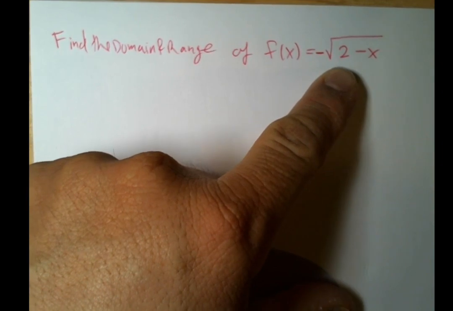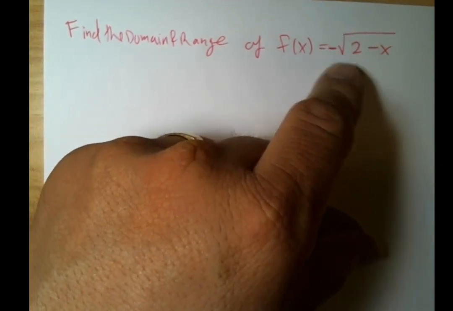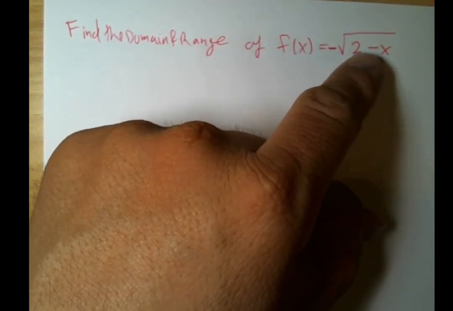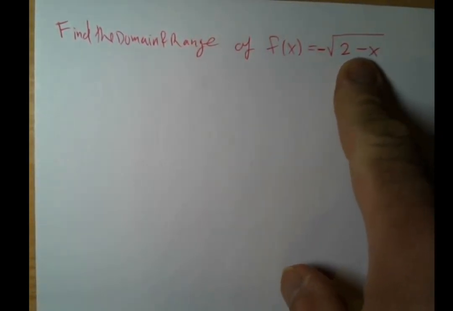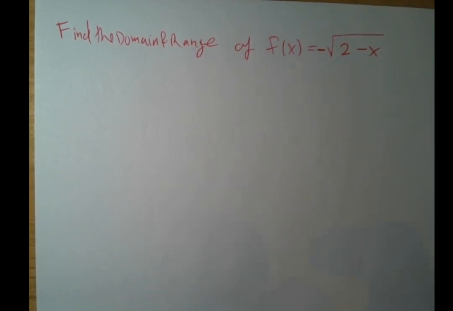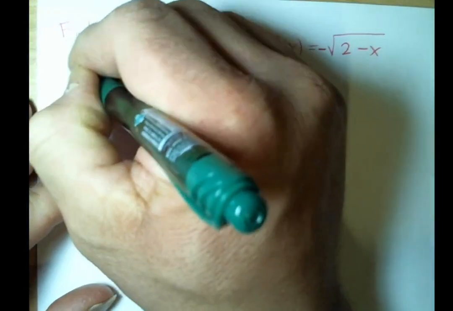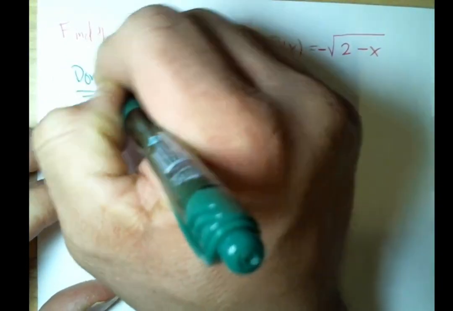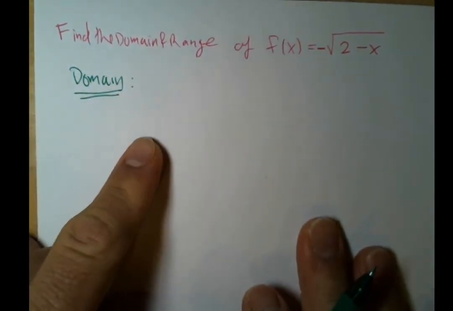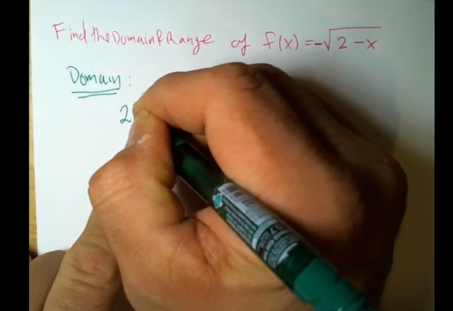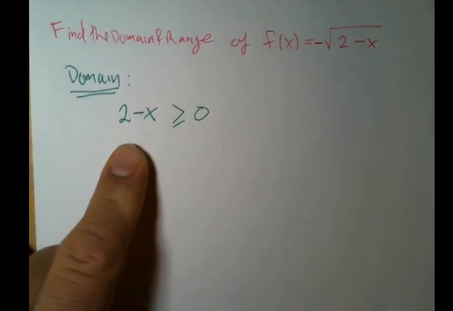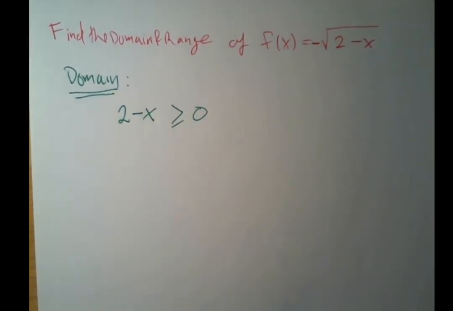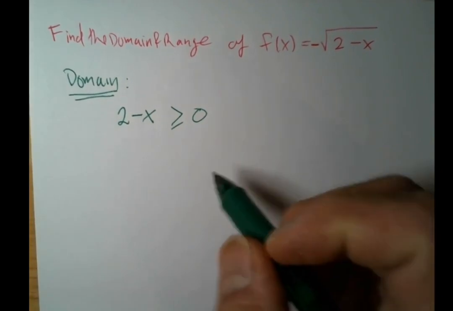the domain, right? I have to make sure that everything inside the square root is either 0 or positive. So whatever this quantity is must always be non-negative, essentially. So what that means here is, let's start with the domain first. Okay, so for the domain, this value must be 0 or greater than 0. All right, so let's find out what values of x that works for.